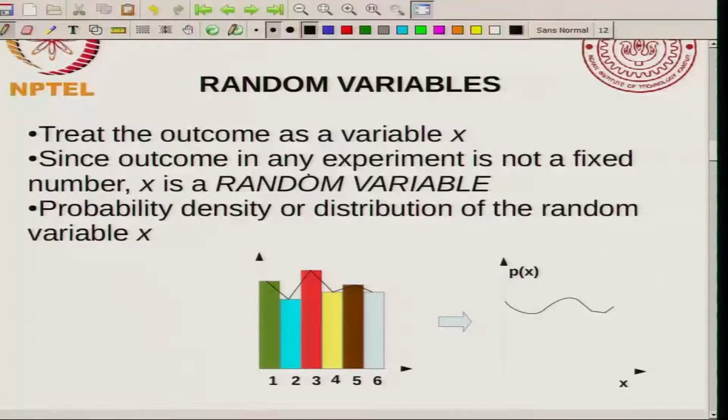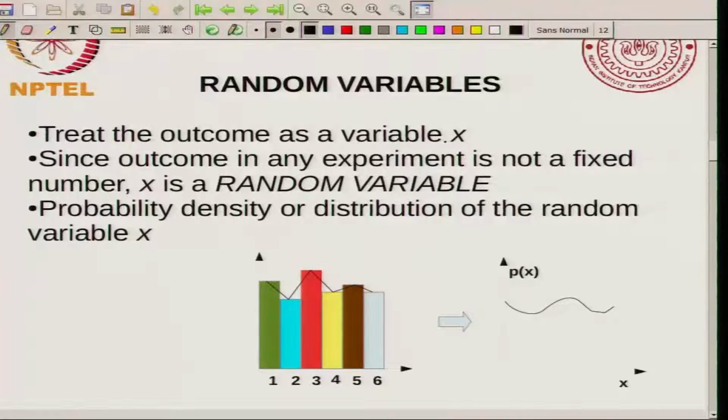So underlying all this is the idea of random variables. Here you treat each outcome as a variable x. You treat the outcome as a variable x, and since the outcome in any experiment is not a fixed number, you call x a random variable. That means when you do an experiment like a roll of a dice, you get an outcome. Now that outcome is not fixed, it is not determined. If I roll it, you do not know what you will get. So you think of this outcome of the experiment as a random variable. And now you can talk about probability density or probability distribution of that random variable.